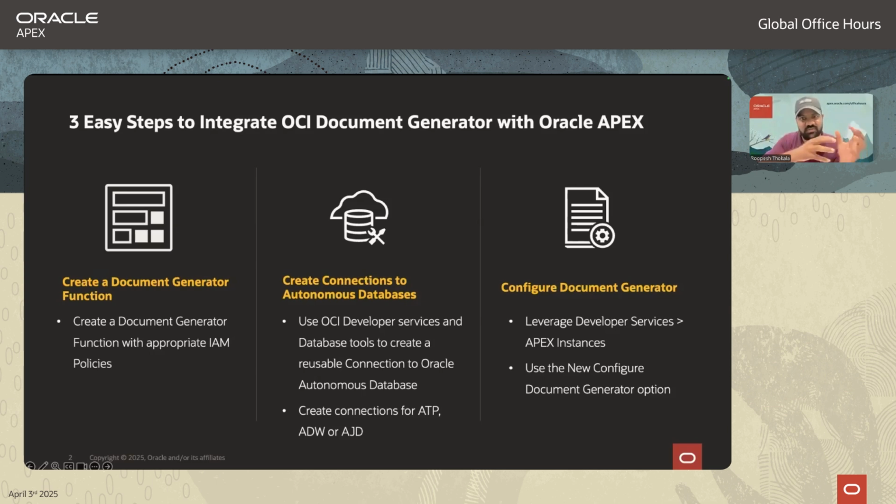Once this is done, the final step is to use the latest feature that got introduced under your Apex instances. Under developer services, we have something called configure document generator. Upon clicking on it, you can simply select which function to use, which connection to use, and which IAM policies to use. Once it is done, just click on configure document generator. That's it, it will be done. We'll be seeing this in a live demonstration in a couple of minutes.